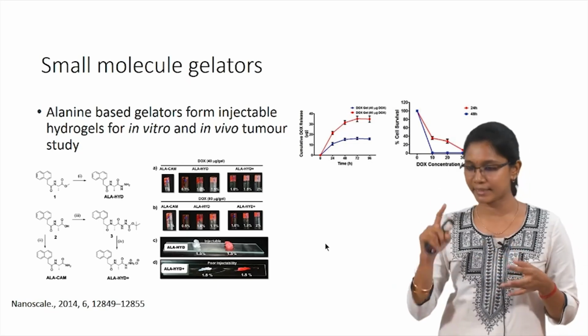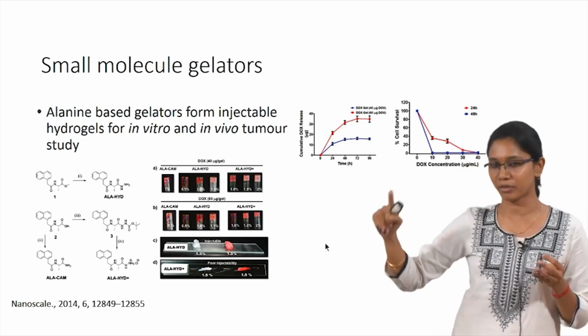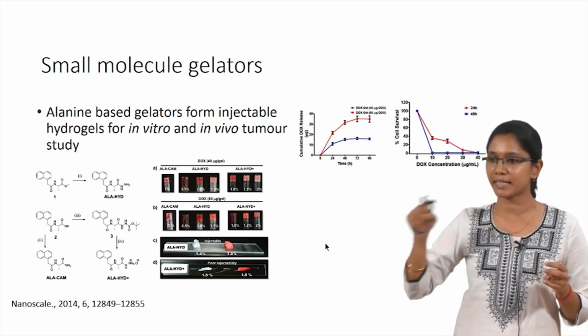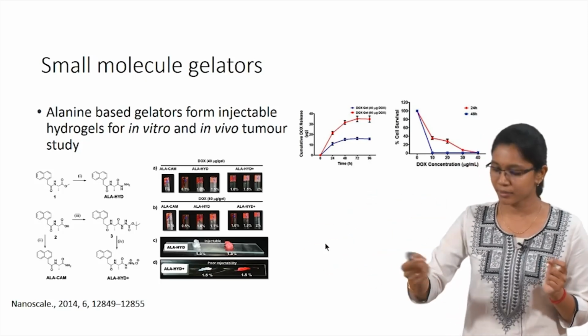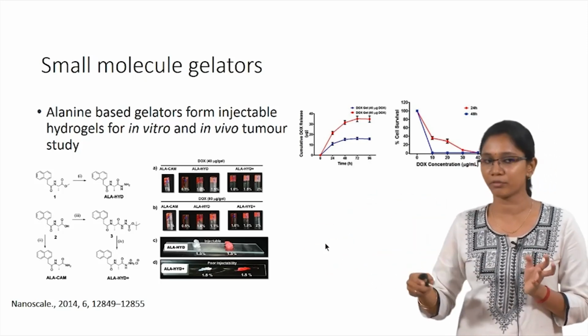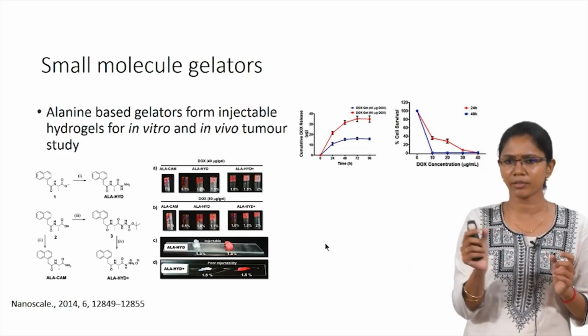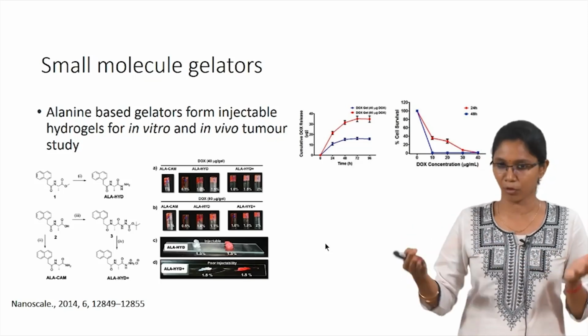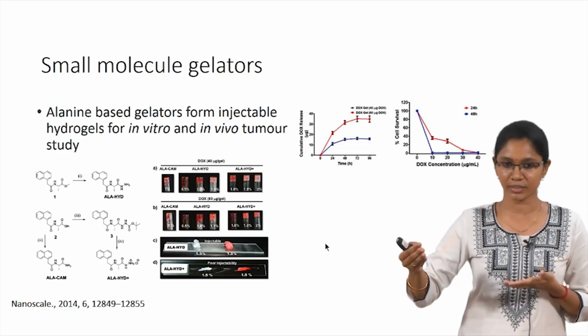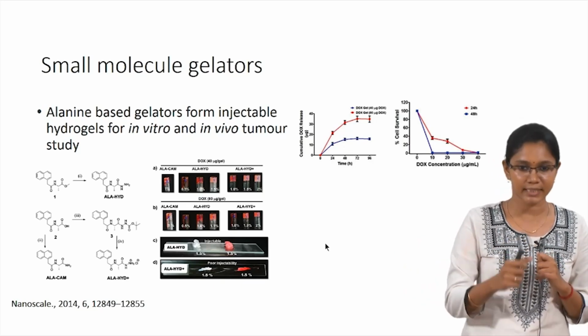And then we have the alanine hydrazide and the protonated form of alanine hydrazide, which form gels at different weight percentages. But when they wanted to take them to an injectable system, these molecular gels are not as stable as a polymer gel; they are very soft gels. So, they can be used as injectable gels.